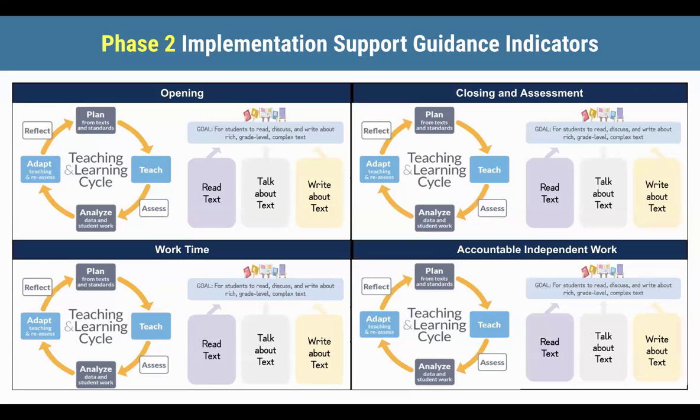You see the opening, work time, closing and assessment, and accountable independent work, all key components of the EL module lessons 4, 6, 8. And in each of these components, you should still see the teaching and learning cycle happen, and students should be reading about text, talking about text, and writing about text.